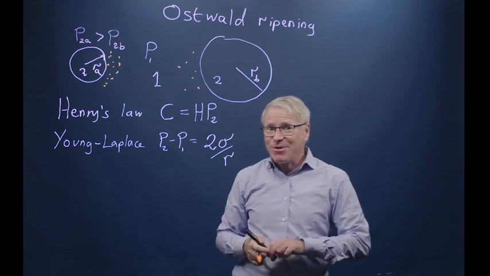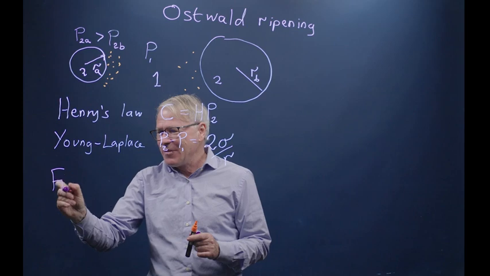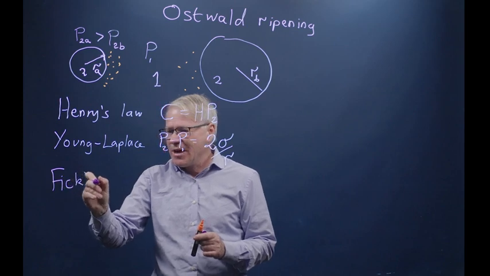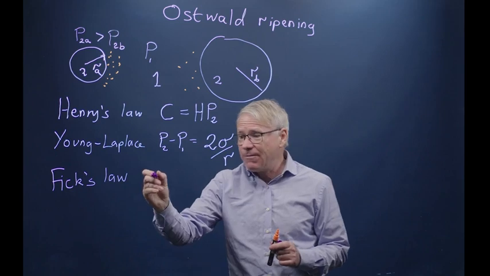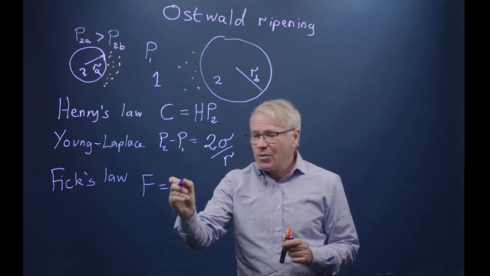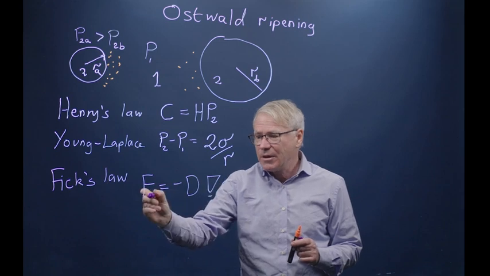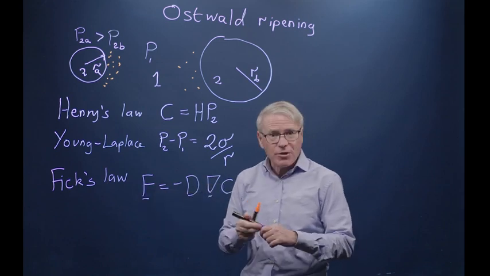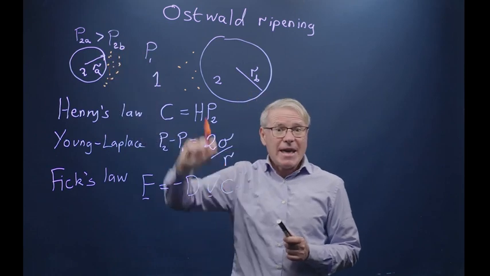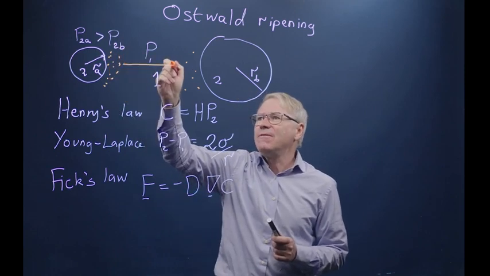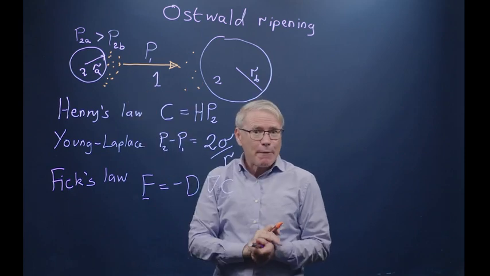So at this point, we're going to invoke yet another law, which is Fick's law. And again, we've introduced this before. Fick's law of diffusion says that there is a diffusive flux which is proportional to a concentration gradient. And this is the diffusion coefficient. So what it says is that because the concentration is higher here than here, there will be a diffusive flux of material from here to here.